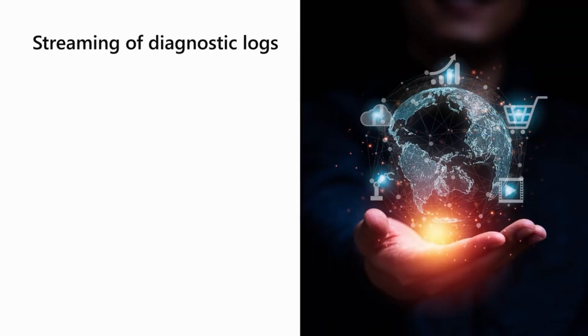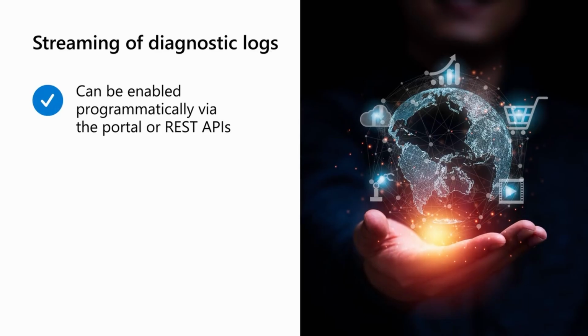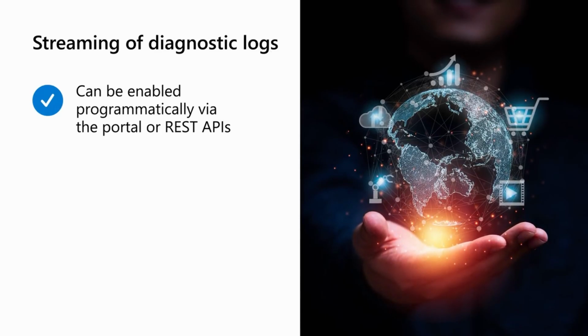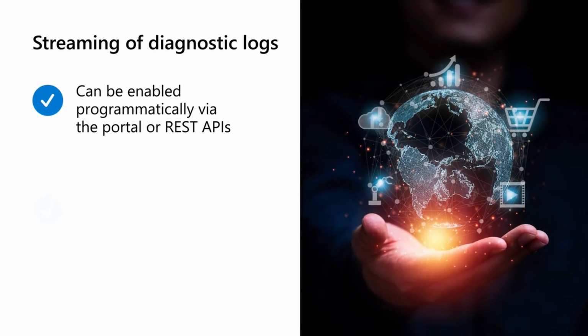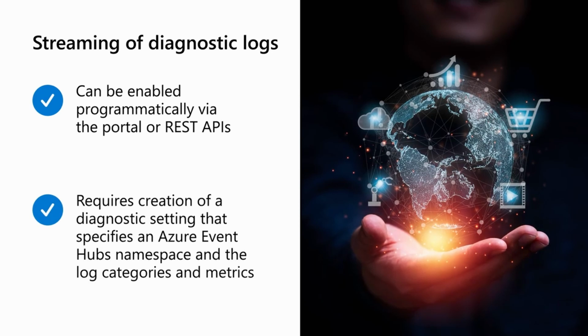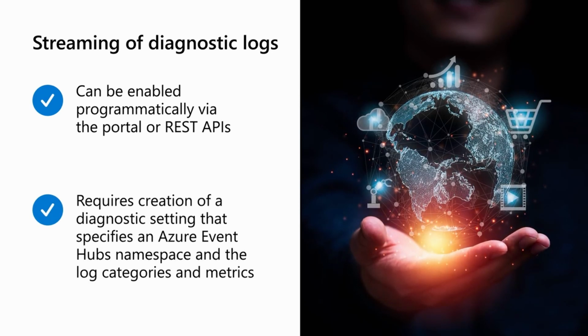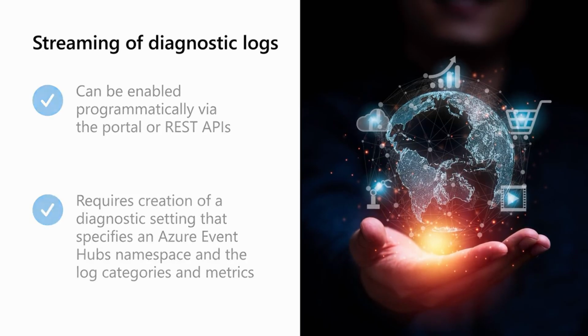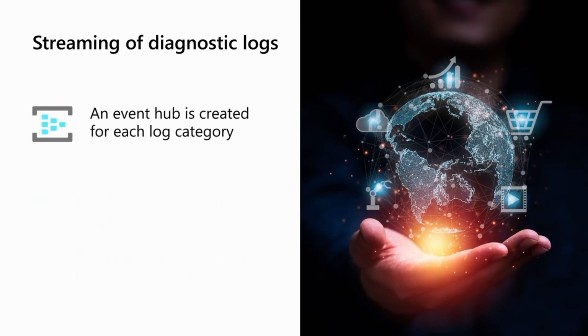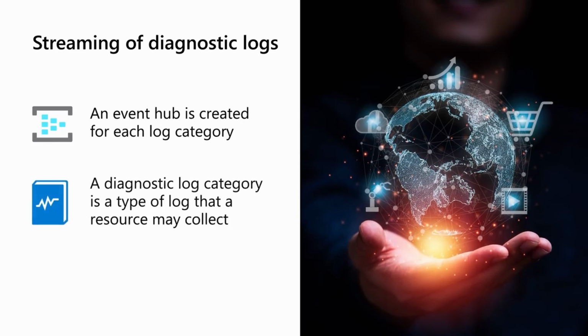Streaming of diagnostic logs can be enabled programmatically via the portal or using the Azure Monitor Representational State Transfer, or REST APIs. Either way, you create a diagnostic setting that specifies an Azure Event Hub's namespace and the log categories and metrics you want to send into the namespace. An Event Hub is created for each log you enable in the namespace. A diagnostic log category is a type of log that a resource may collect.